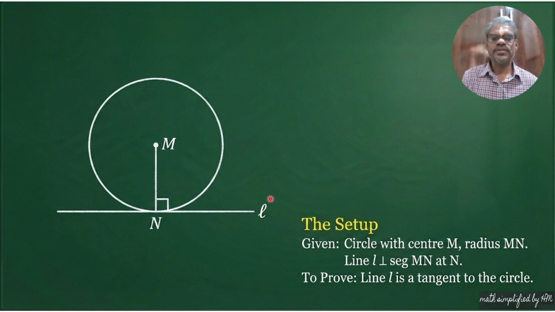Given: circle with center M and line L perpendicular to segment MN at a point N on the circle. What we have to prove? Line L is tangent to the circle.